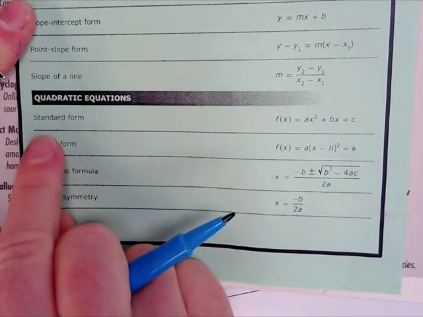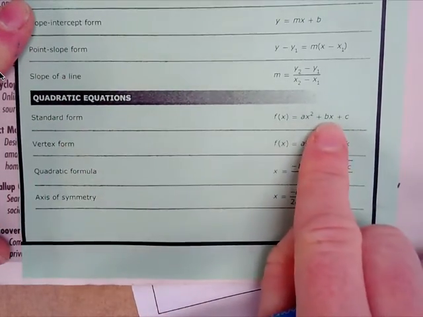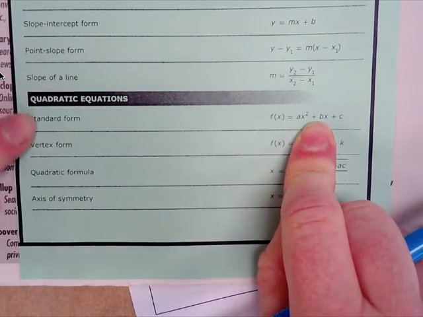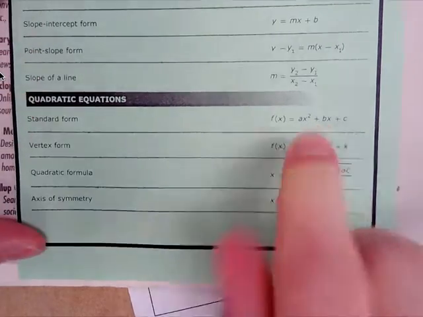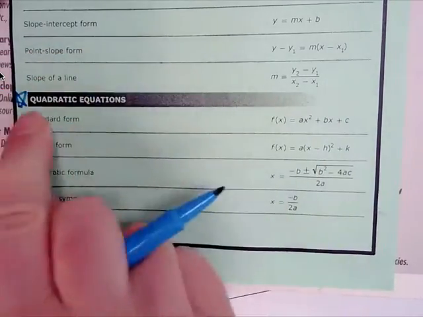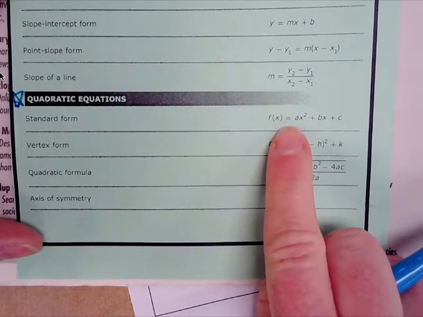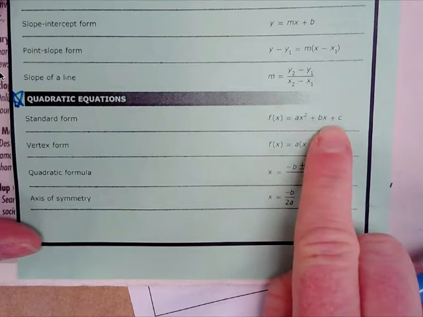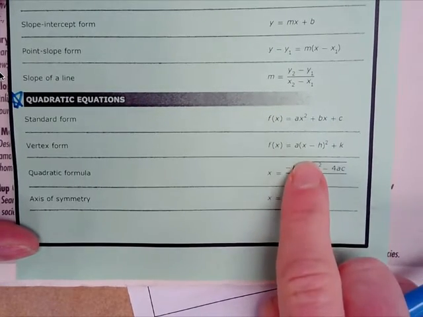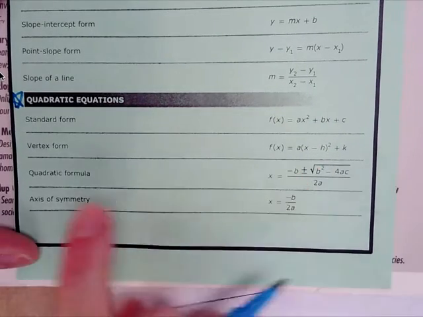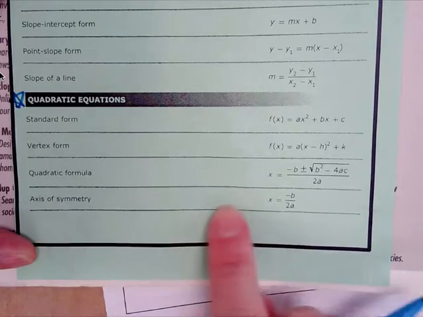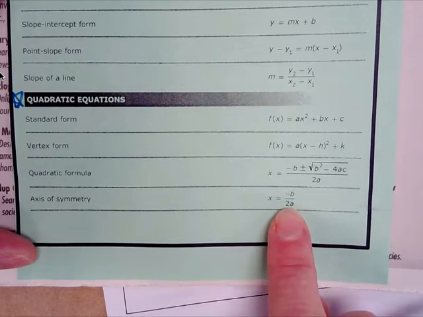But let's look. This says standard form. All of these 4 down here are quadratic equations. So these are the ones that we are going to look at for this unit. We have standard form, ax squared plus bx plus c. Vertex, quadratic, we're not going to worry about those right now. Axis of symmetry, it does give you x equals negative b over 2a.